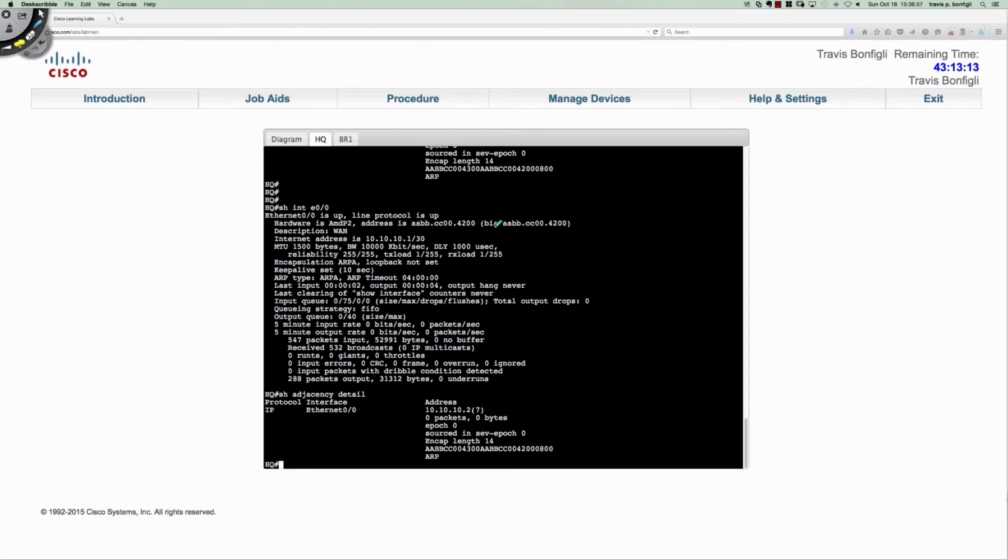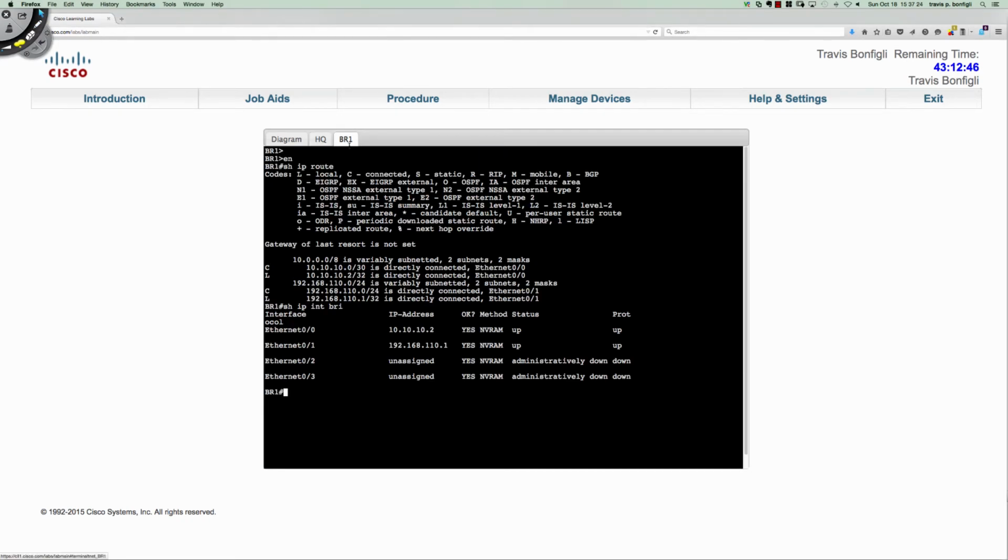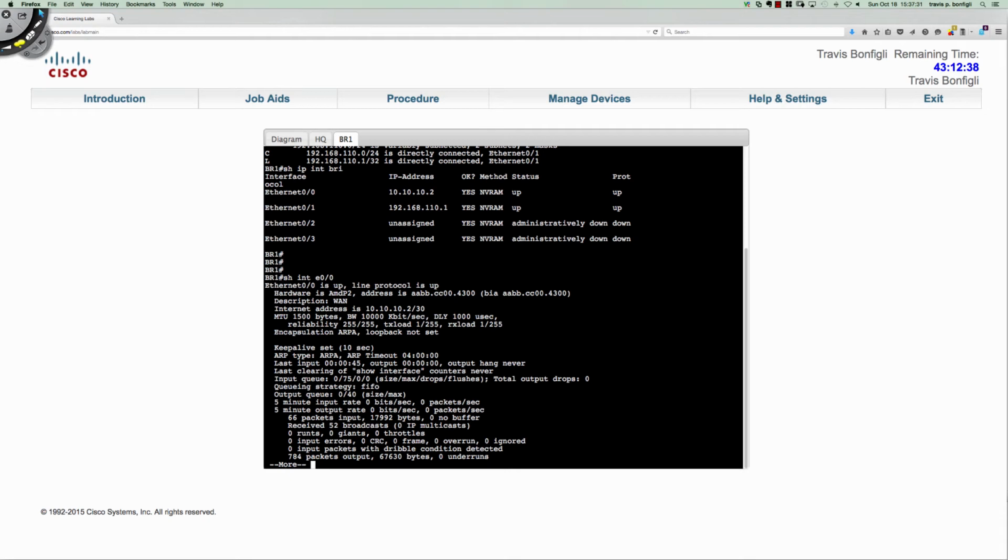So the burned in MAC address on this interface is AABB.CC00.4200. So do you see that in here somewhere? AABB.CC00.4300. So then, where do you think this address is at? Is it the source address, or you think it's the MAC address on the other router? Well, let's go ahead and go over to the branch and take a look at the interface here, which is show interface Ethernet 0/0. And sure enough, this is the destination MAC address that we would use from the HQ router's perspective. That is the destination MAC address.